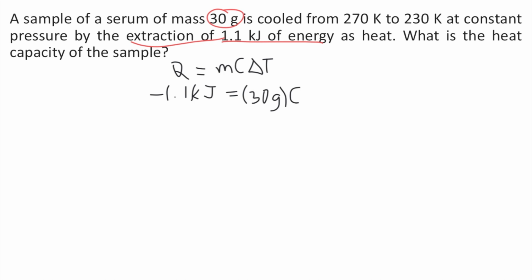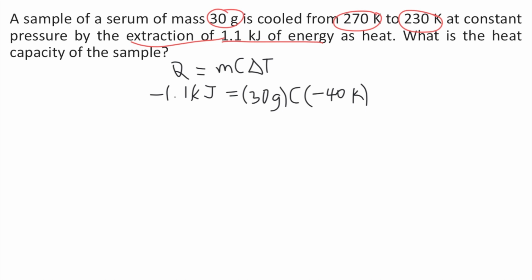When we say change in temperature, that's your final temperature minus your initial temperature. In the problem, our final temperature is 230 Kelvin and our initial temperature is 270 Kelvin. So final minus initial, 230 minus 270, gives us negative 40 Kelvin.